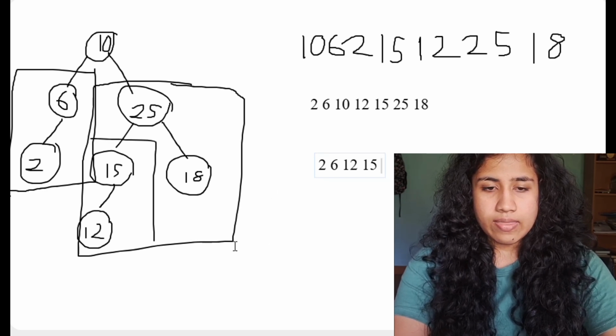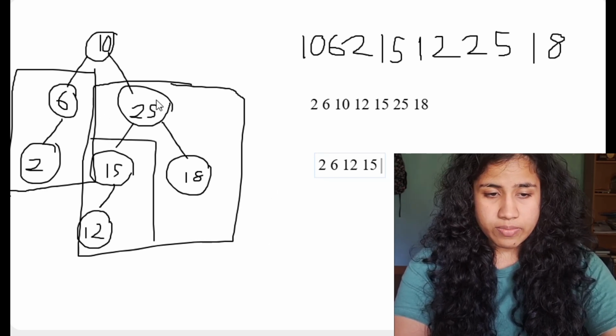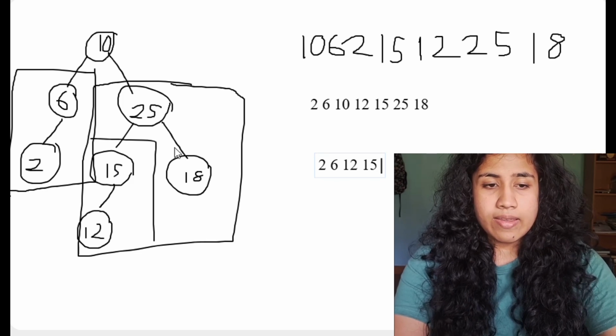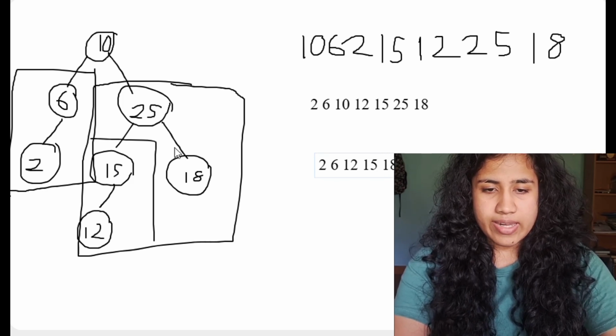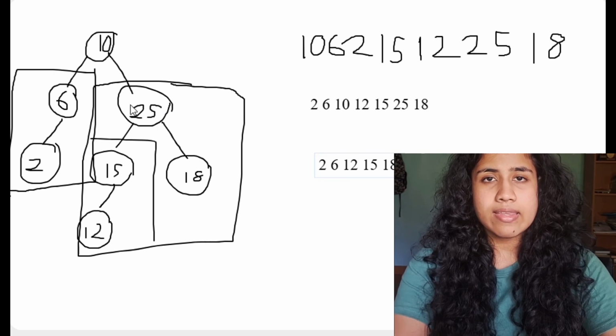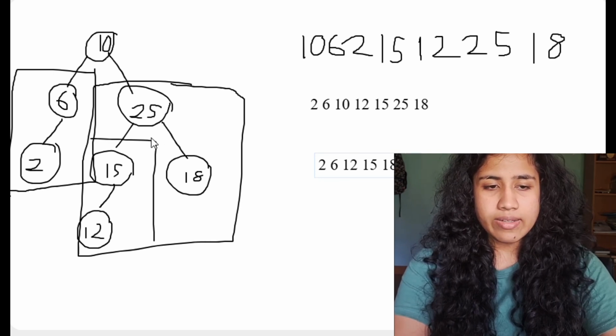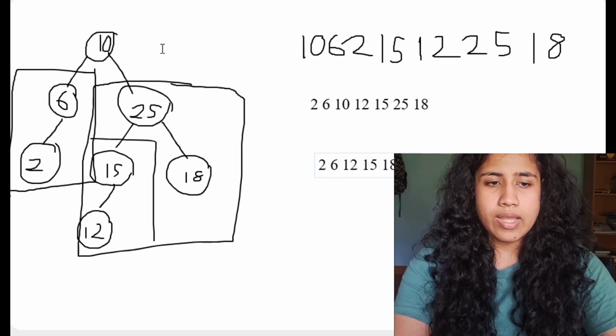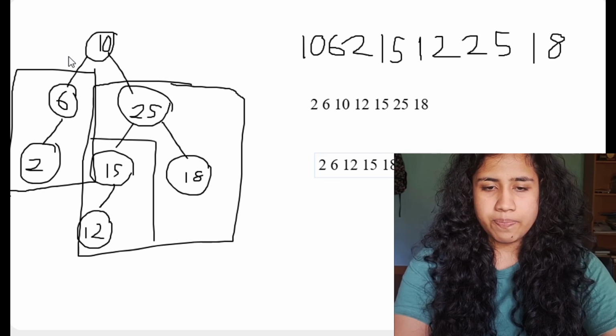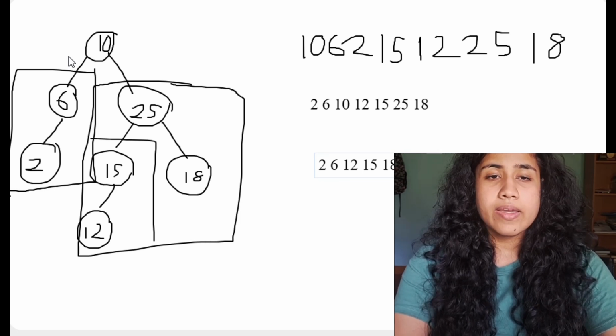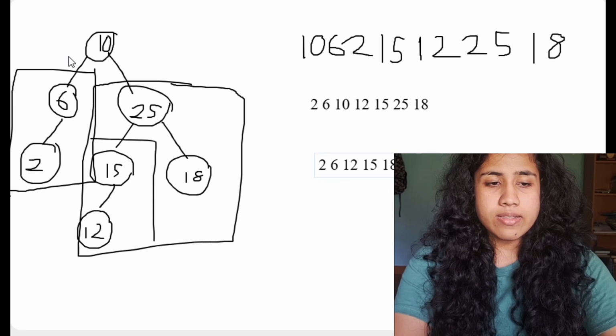15. Then for this subtree we have a right child, so 18. Then after that we are going to enter 25 since it's the root node, and lastly we are going to add 10 since it's the root node of this entire tree.